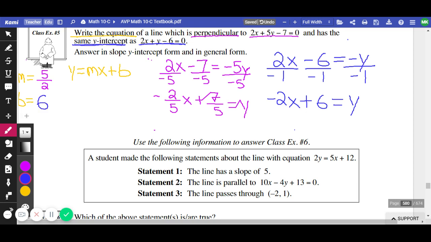Because we want to have the same y-intercept, you now have an m and a b value. You can now create an equation. My equation is y equals 5 over 2x plus 6.